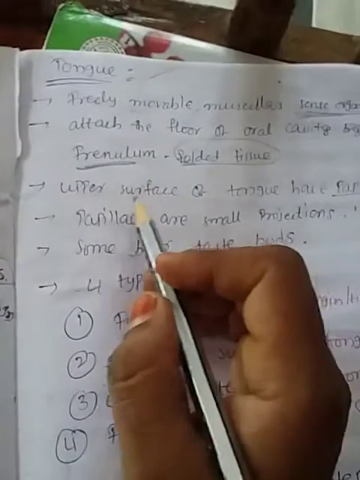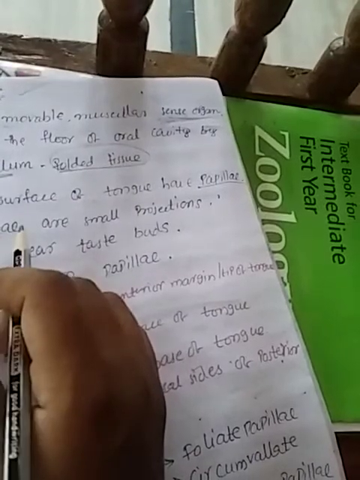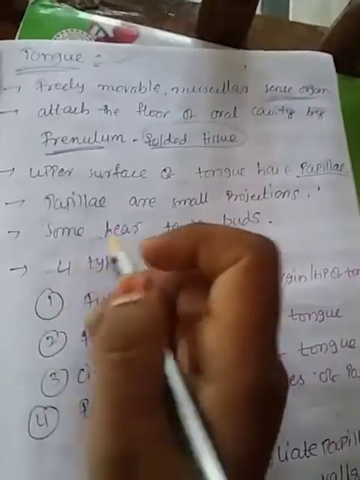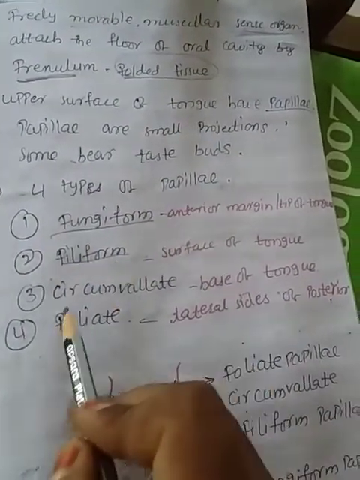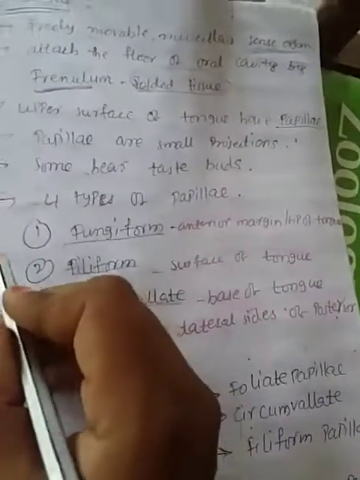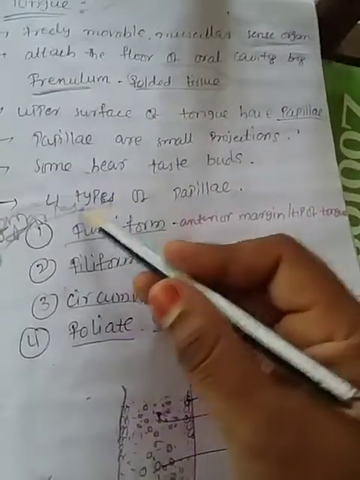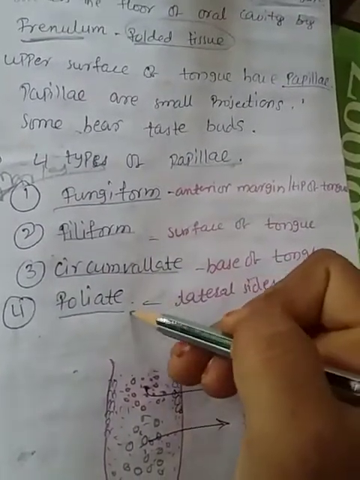Next, the upper surface of the tongue has papillae. These papillae are small projections. Some papillae bear taste buds also. Here 4 types of papillae are present on the tongue: first fungiform, second filiform, third circumvallate, fourth foliate. This is also a 2 marks question in the IPE: types of papillae, 4 types: fungiform, filiform, circumvallate and foliate.